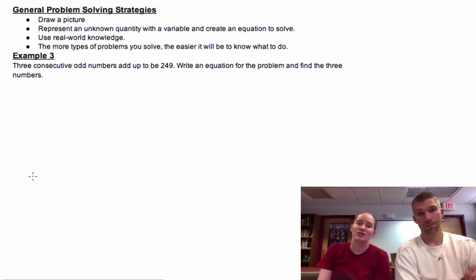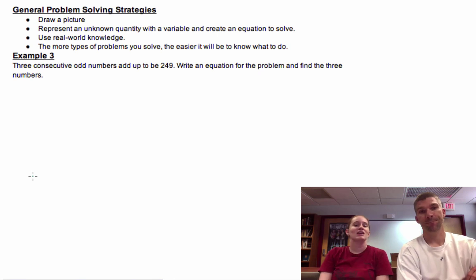Well, on this first one, we have 3 consecutive odd numbers that add up to be 249. So we want to write an equation and find the 3 numbers. Now, we could guess and check.